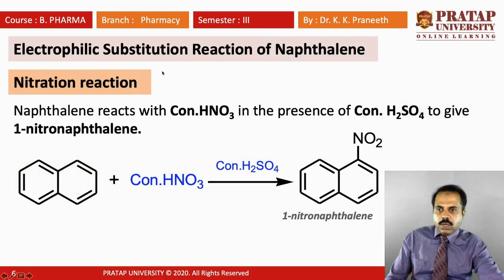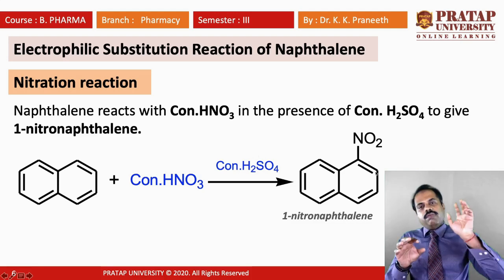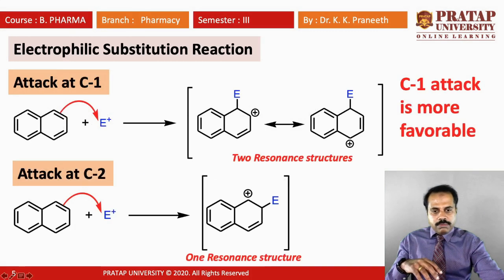So these are some electrophilic substitution reaction examples of naphthalene, and first we will see the nitration reaction. Naphthalene reacts with concentrated nitric acid in the presence of concentrated sulfuric acid. This is concentrated nitric acid, this is concentrated sulfuric acid, the catalyst, and this is naphthalene. What you will get is 1-nitronaphthalene. This is what I said. The final product is 1-nitronaphthalene, because this is the intermediate, right? You can see that the electrophile attacked here in the first position.